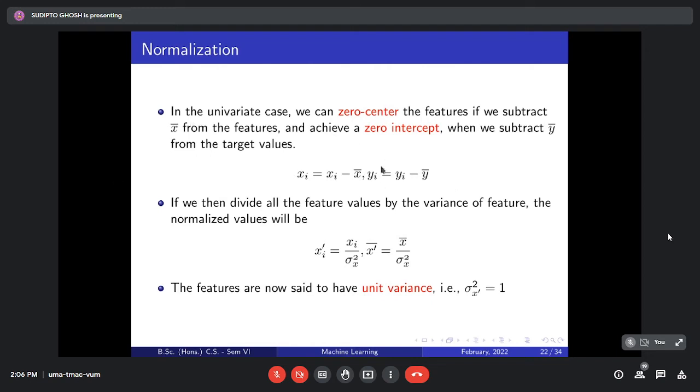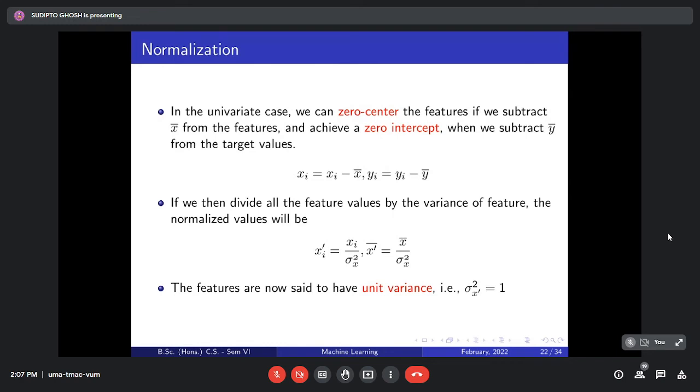Then what I am proposing is, if I divide all these feature values by the variance of that particular feature. This is univariate, only one feature. If I divide all of the zero centered feature values by the variance of the feature, and let me say that it is x prime of i, then I am saying the entire data has unit variance or a constant variance. That is because we have divided all of these features and the mean itself by the variance. Then if I calculate the variance of this transformed data set, I will have a variance of one.